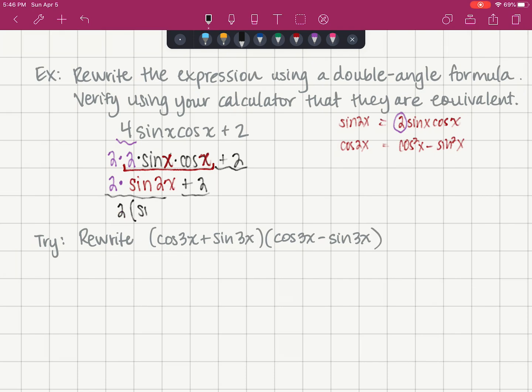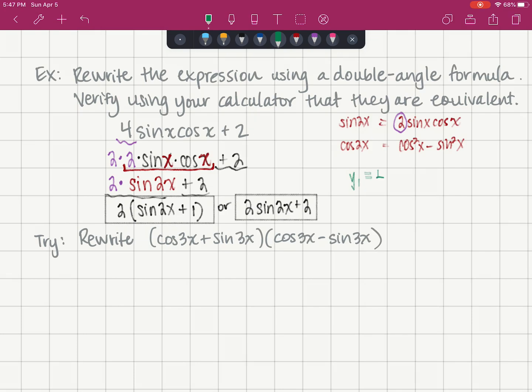Now I have two terms. Both terms have a 2 in common. So I've got 2 times the sine of 2x plus 1. So that is what I would probably write down as my answer. However, I would also be prepared that the textbook writers would also have maybe that answer as a possible answer, because both are correct. One is in factored form and the other one is not.